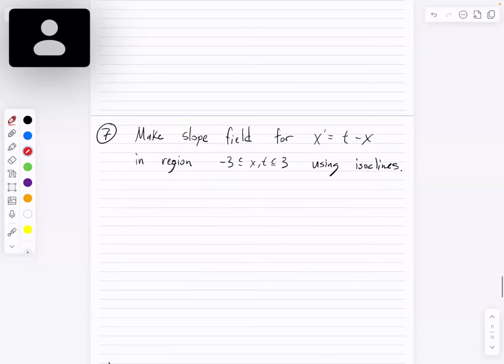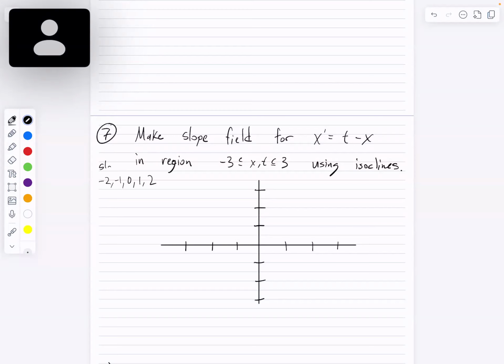Great. Make a slope field for x prime equals t minus x in the following region using isoclines. And so let's make a little table. So to make the isoclines, let me make 1, 2, 3, 1, 2, 3, 1, 2, 3, 1, 2, 3. And I would tell you probably what slopes to use for isoclines. So let's use slopes -2, -1, 0, 1, and 2. So those are the slopes we're going to use.